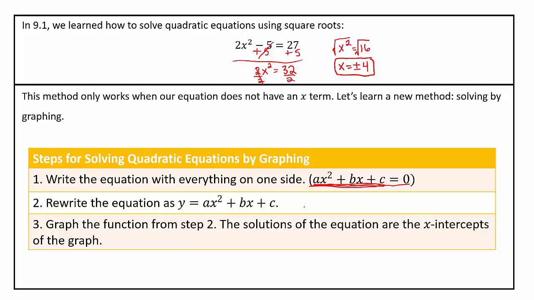The reason we're allowed to put y where 0 is, is because if we do that, then on our graph, what we care about is where y is 0. And so we'll graph the function in step 3, and the answers to the equation end up being the x-intercepts, because the x-intercepts are where y equals 0.